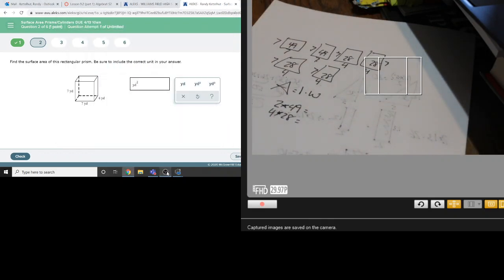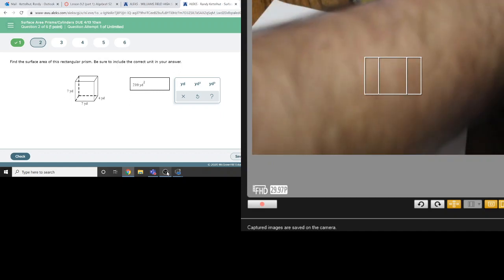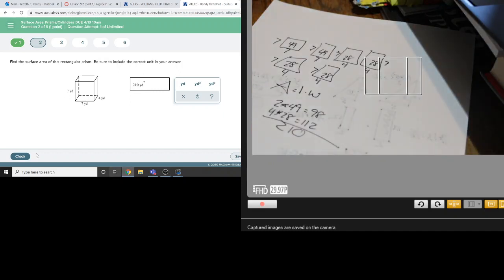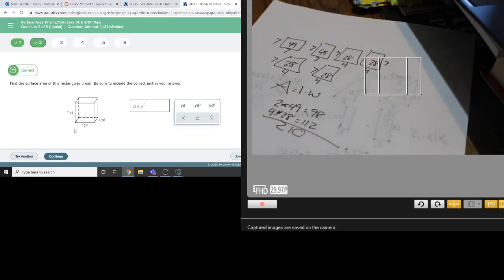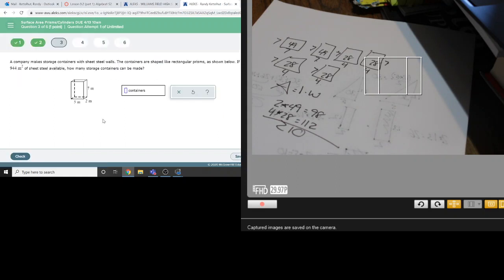So, sorry, it's jank. So we got 2 times 49. That's going to be what? 100 minus 2 is 98. And then 4 times 28. 112. Add those together. 210. That's a nice round number. So go ahead and type that in. 210. Smash that check button. Show me that green check mark. Next. Next meter. I don't know if you guys get the reference.